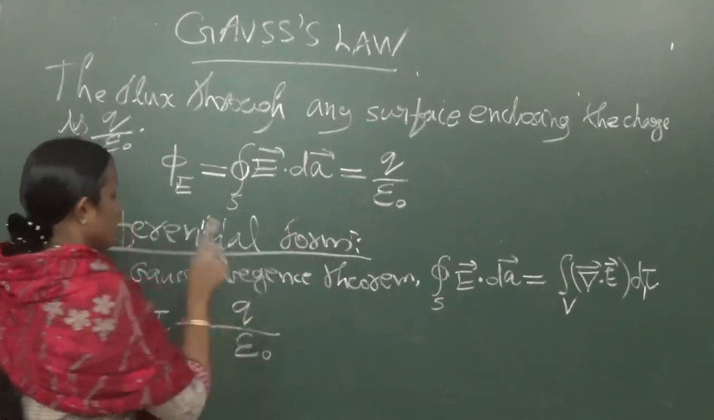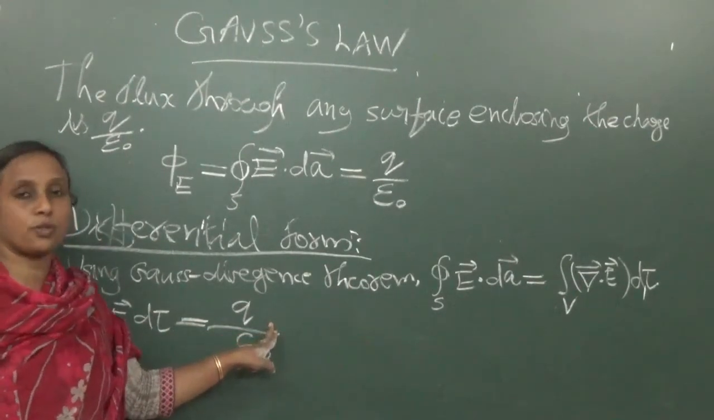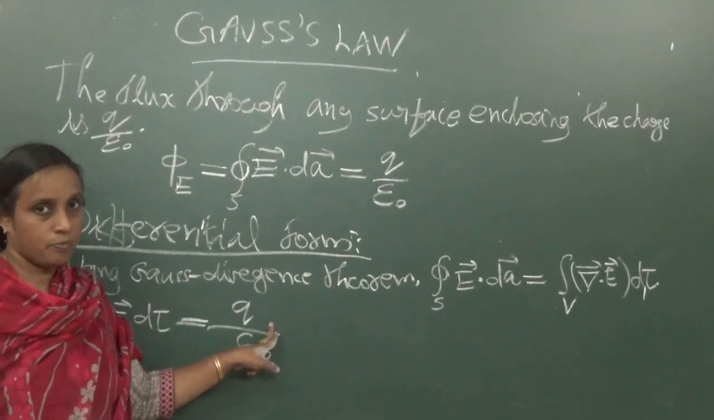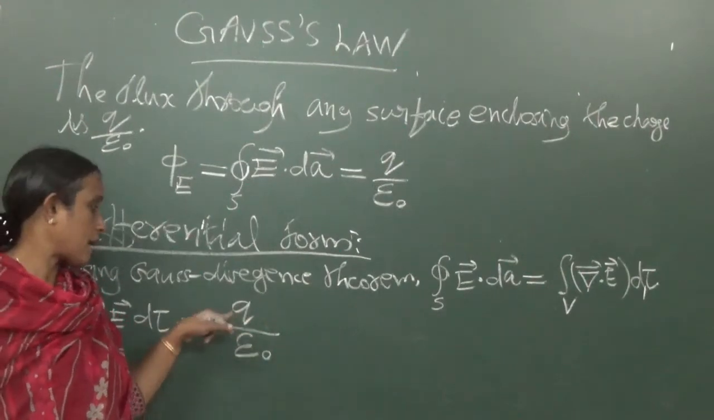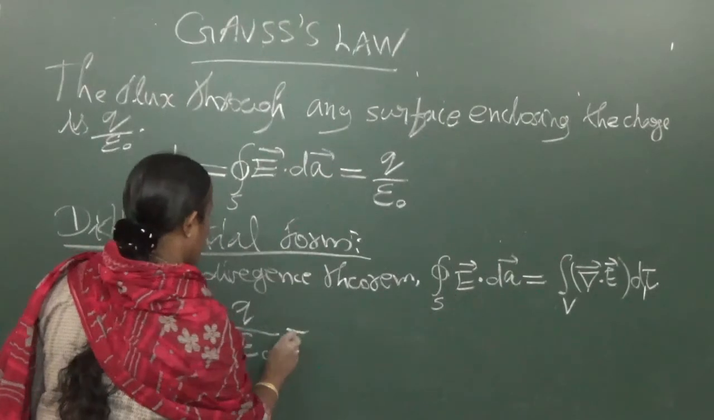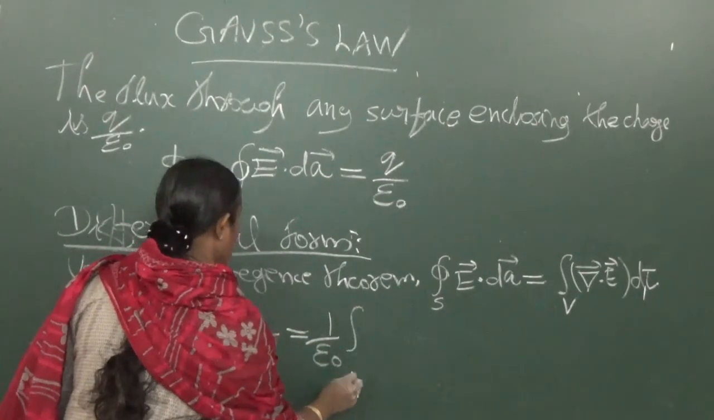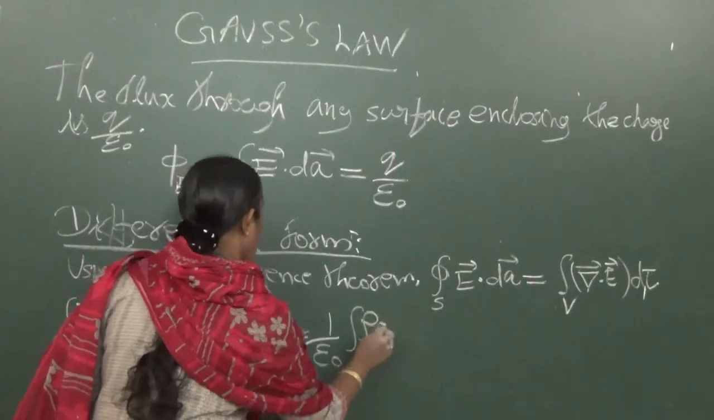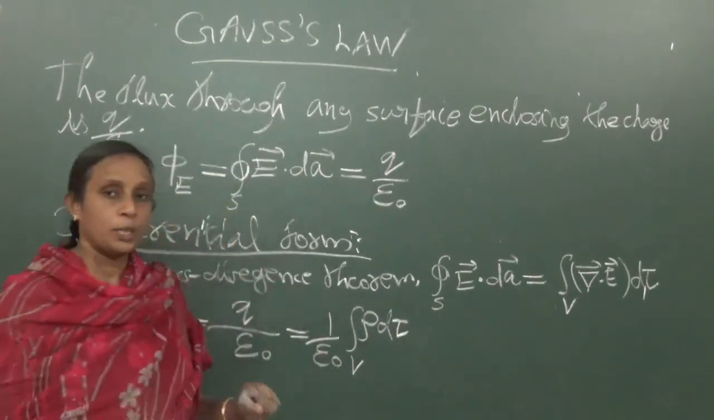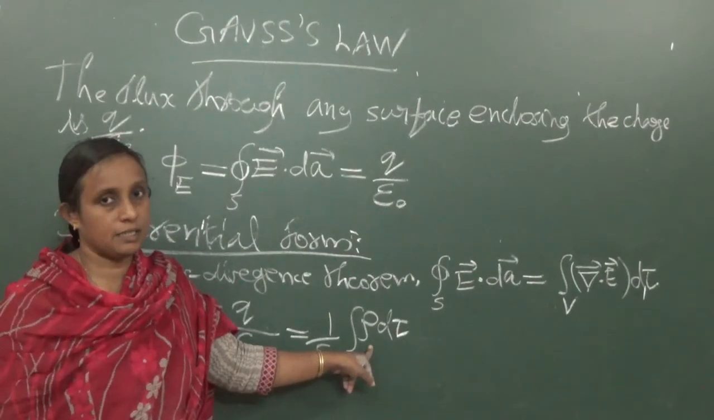From this equation, you can write this as Q by epsilon 0. Now, this side is a volume integral, so you can convert this side also into the form of a volume integral. For that, you can write this Q in terms of charge density. So you can write here 1 by epsilon 0 volume integral of rho d tau. This rho represents volume charge density.